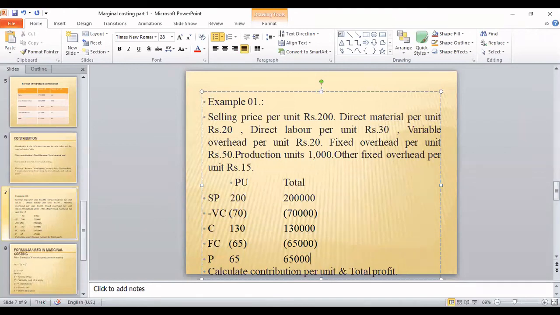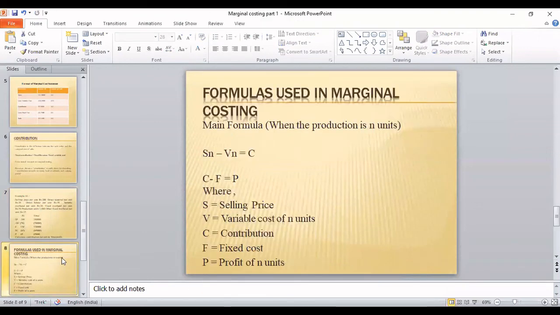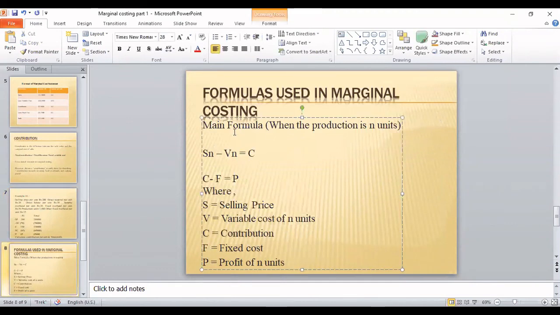Any confusion, any doubt till here? No, sir. That's why I told you this marginal costing is one of the easiest topics of your syllabus this semester. So now see this, with the help of this, we can make formulas like this: sales minus variable cost will give you contribution. And the same contribution minus fixed cost will give you profit. Correct? Yes or no? Yes, sir.